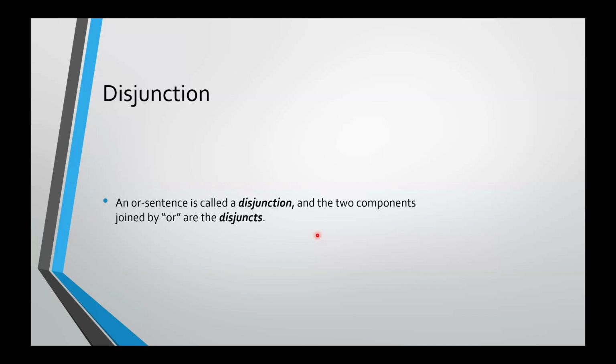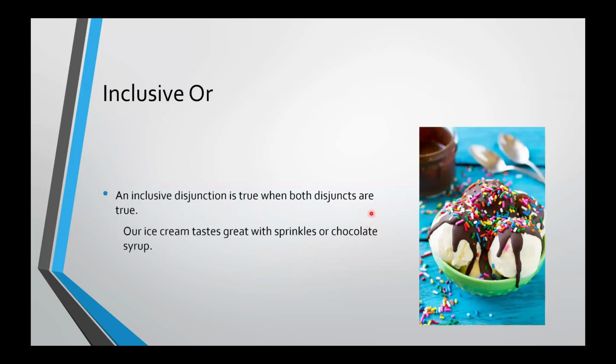The debate is over how to interpret, or how to give an account of the meaning of, the English word or, given that there are two types of disjunctions that are used in English, which are referred to as inclusive and exclusive. So, an inclusive disjunction is true when both of the disjuncts are true.